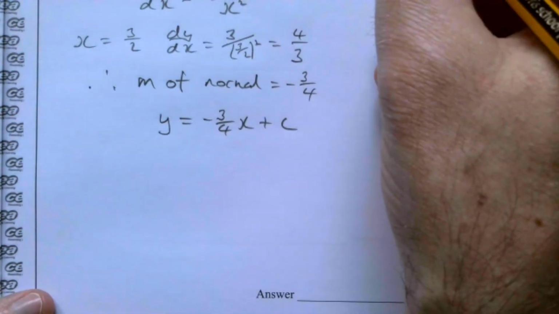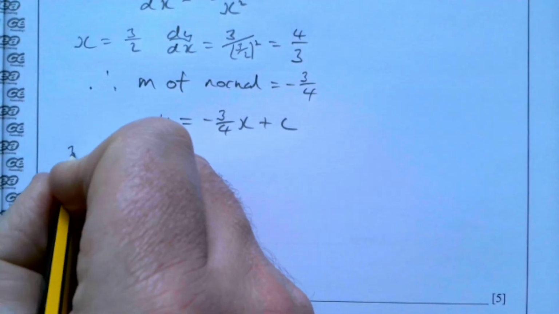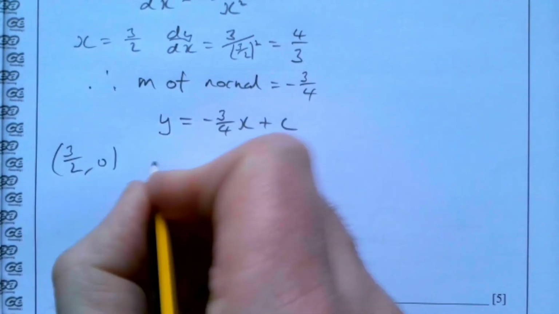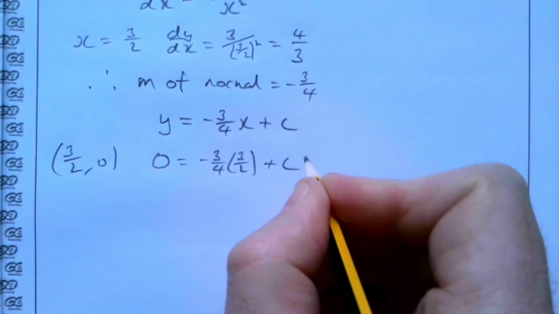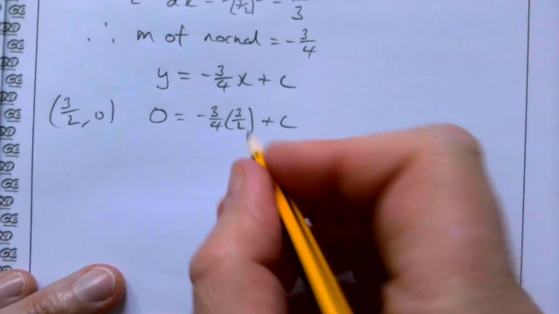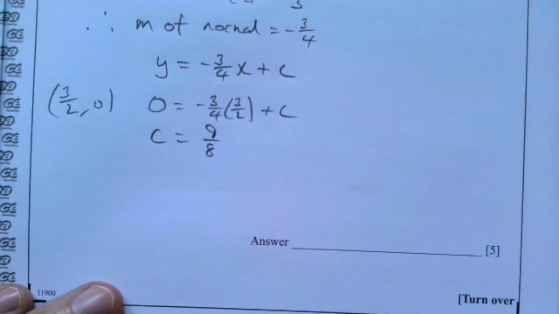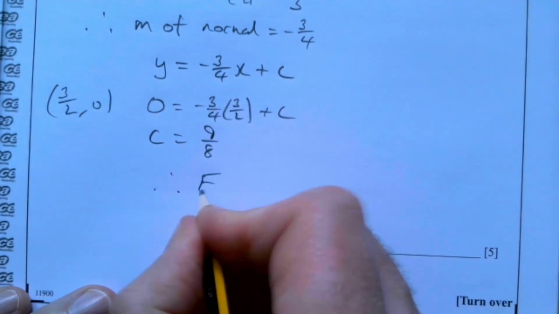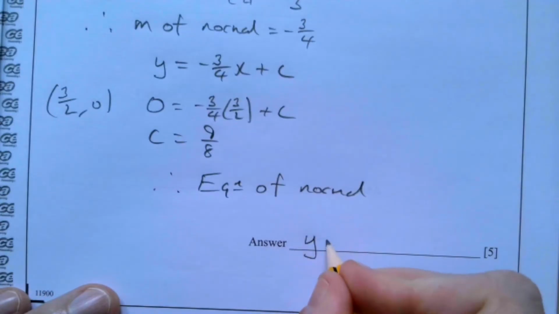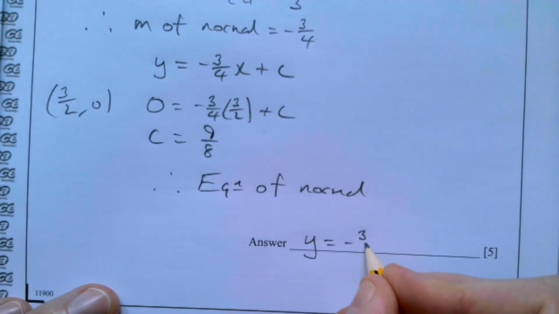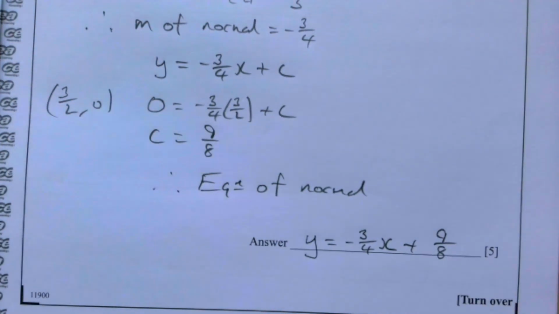And we're going to substitute in the point (3 over 2, 0) to get our c. 0 is minus 3/4 times 3 over 2 plus c. That then gives me minus 9 over 8, so my c then is 9 over 8. Therefore, equation of normal is y is minus 3/4 x plus 9 over 8.